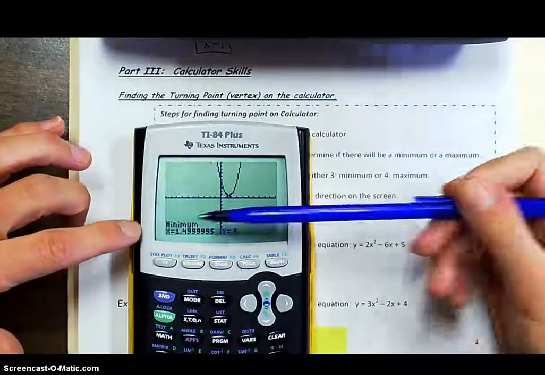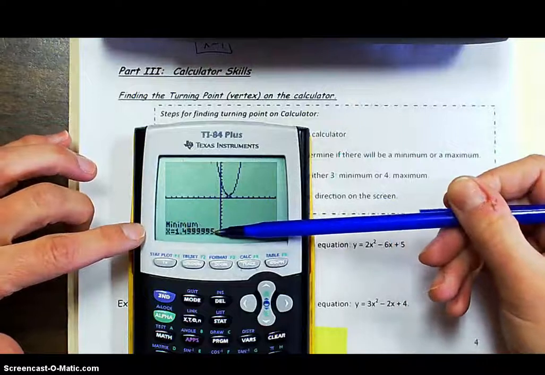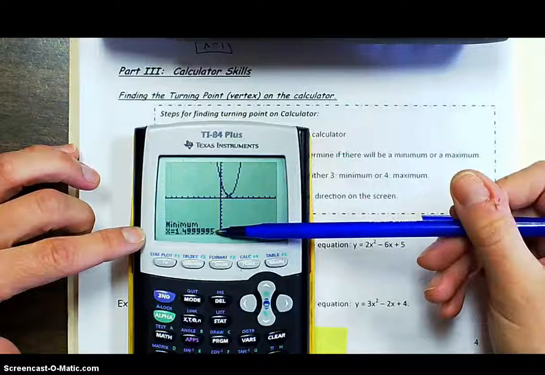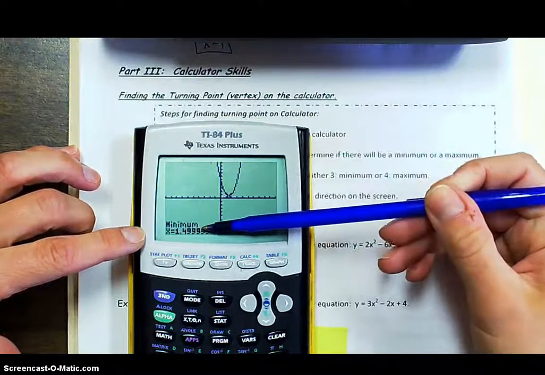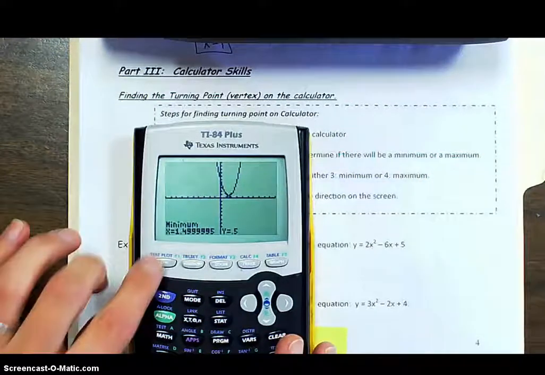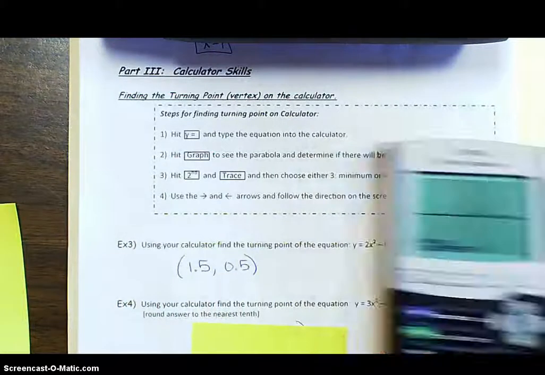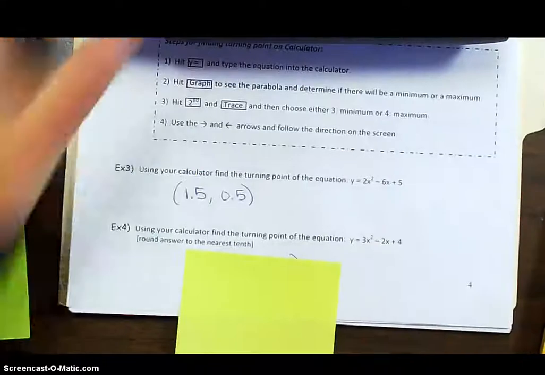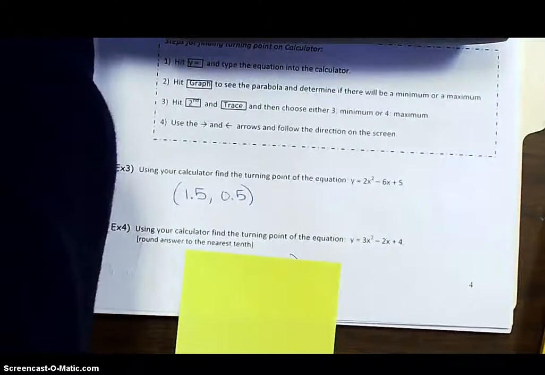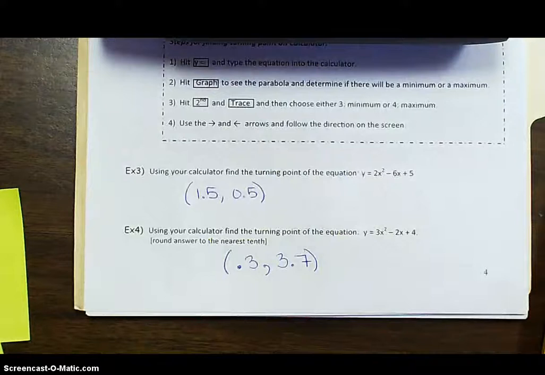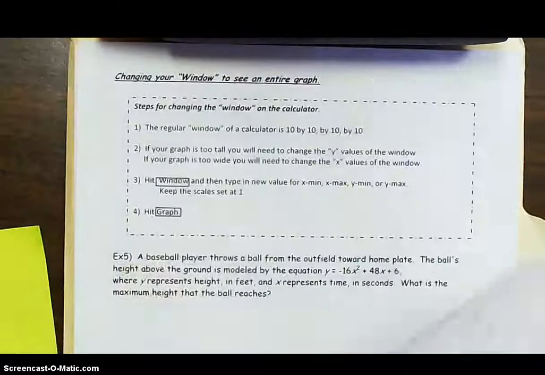Now my minimum here, it has 1.499999. The pixels in your screen can sometimes get a little funky, so they're not going to be perfect. However, 1.499999, that is supposed to be 1.5 and then 0.5. Okay, what I'd like you to do next is try question 4 completely on your own. All right, let's take a look. Were you able to round to the nearest tenth to get 0.3 and 3.7? Okay, there's one more skill I'd like us to try, so let's go ahead and flip to the next.